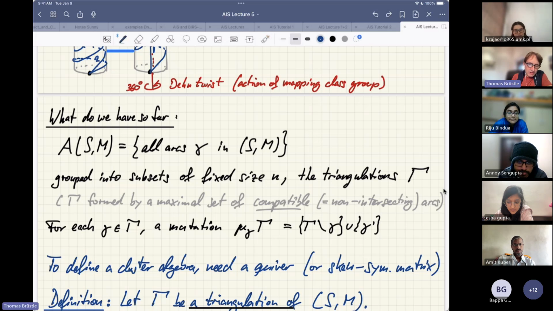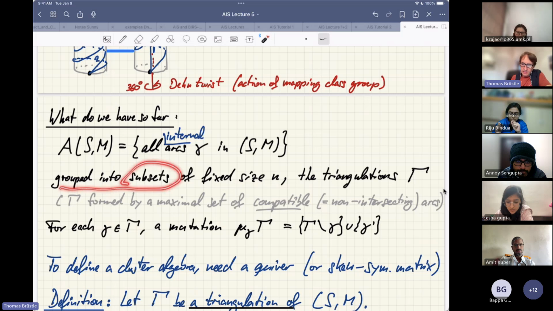Let's call them internal arcs. They are grouped into subsets of fixed size n, and each of those sets is a triangulation, okay? And so for every member of such a set, of such a triangulation, I have got a mutation that exchanges the arc gamma to some other arc gamma prime.